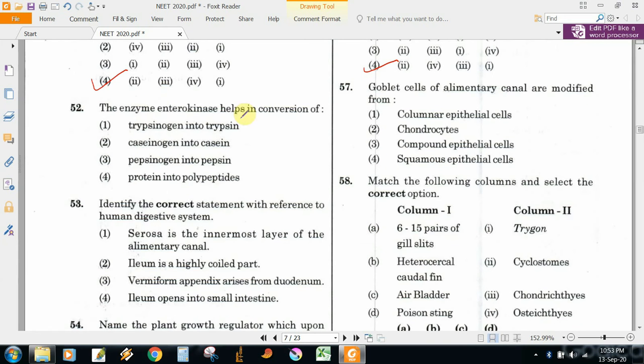Now, the next question is the enzyme enterokinase helps in conversion of trypsinogen into trypsin. Exactly, that is what it does, right? So trypsinogen to trypsin. The next question we are having is goblet cells of the alimentary canal are a modified form of columnar epithelial cells. Yes, again, it is a modification of columnar epithelial cells. Chondrocytes you mainly find in the cartilage. Compound epithelial cells, no. Skin is an example for that. And squamous epithelial cells, no. Again, it's not the right answer.